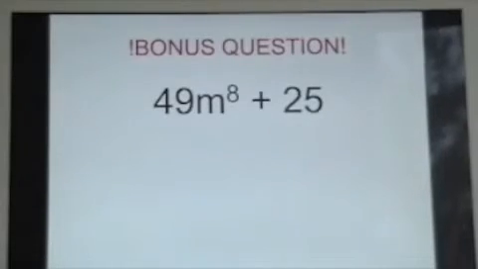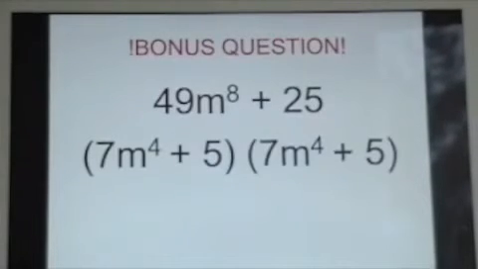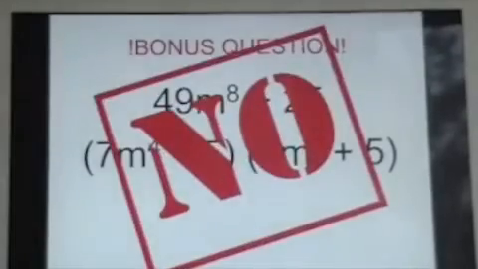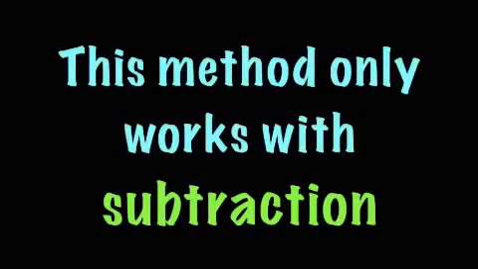Let's kick it up a notch. Oh boy, let's see it. Okay, let's try to factor 49m to the 8th plus 25. Who are you gonna call? Buster! This method only works with subtraction.